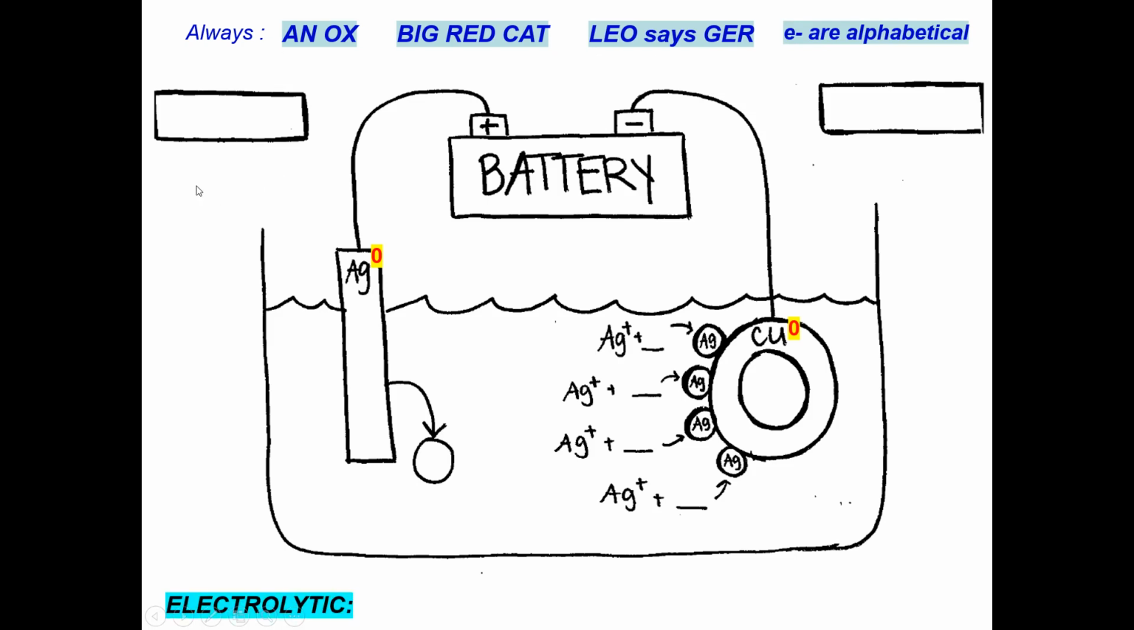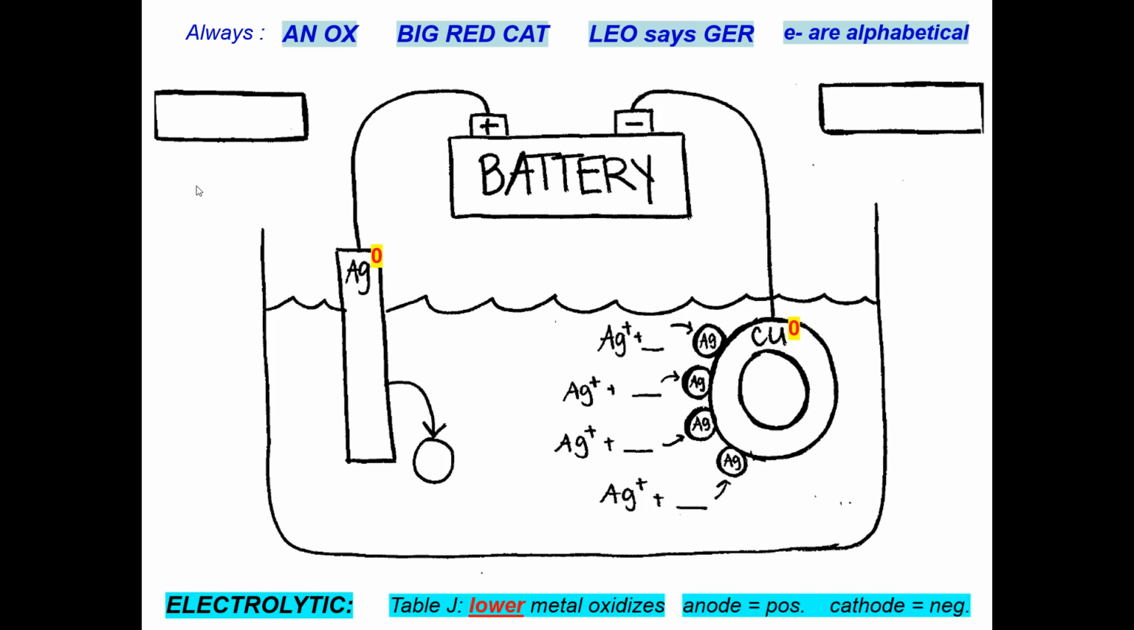All right. There are a couple of things that are special about electrolytic cells, or kind of backwards, okay? On an electrolytic cell, the Table J rule is backwards. The Table J rule is flipped. In a voltaic cell, the higher metal will oxidize. In an electrolytic cell, the lower down metal will oxidize. In an electrolytic cell, the anode is positive and the cathode is negative. Usually, or in a voltaic cell, anode and anion are negative and cathode and cation are positive, but it's backwards in an electrolytic cell.